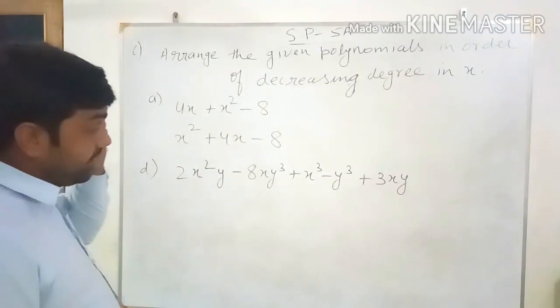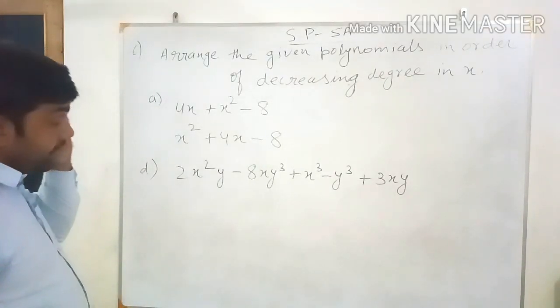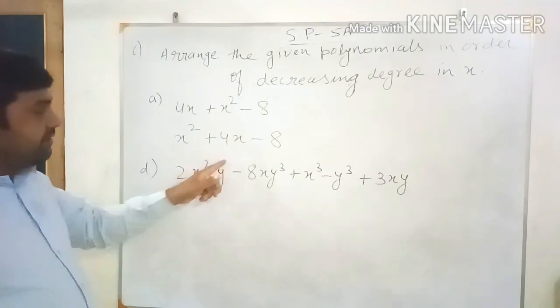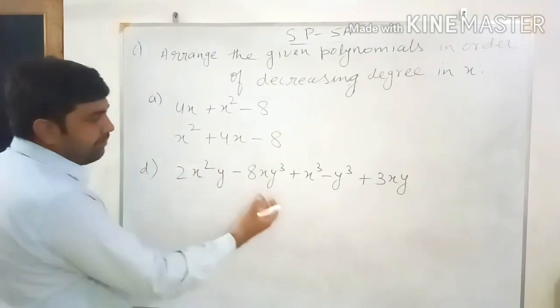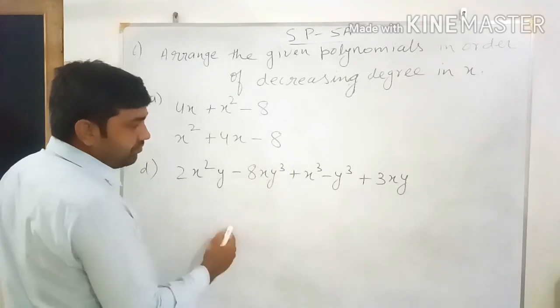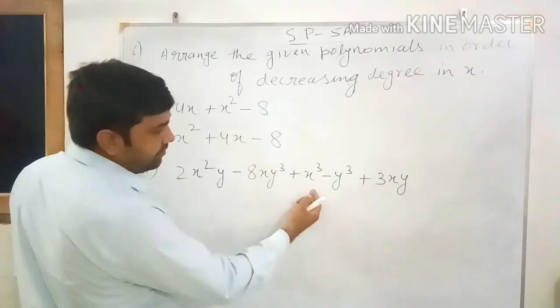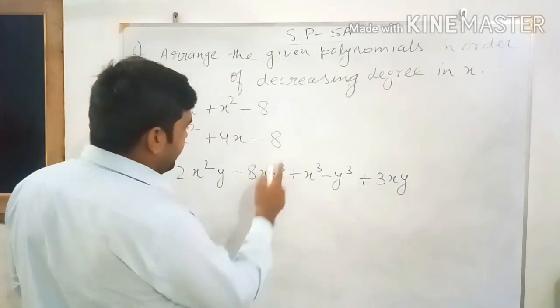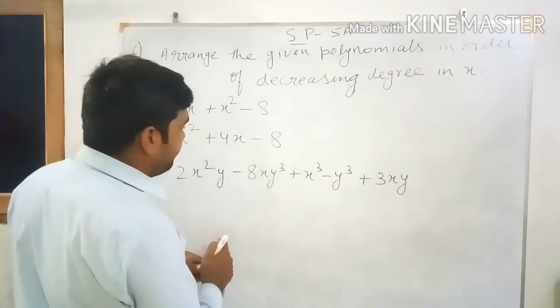Now which term has the highest degree? See, the degree of the first term is what? 2 plus 1, 3. The degree of the second term is what? 1 plus 3, 4. And the degree of the third term is what? 3. Here the degree is 4, here the degree is 3.